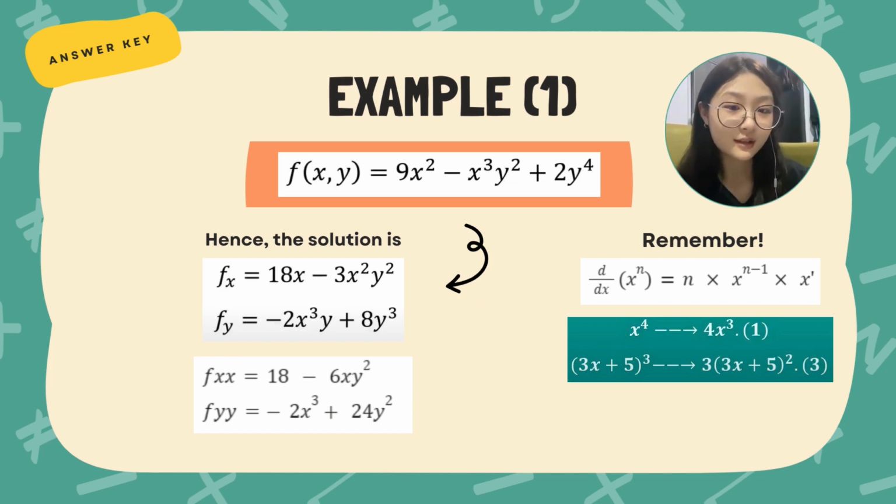And if you want to find the second derivative, or fxx, you just need to find the derivative again from the fx that we found before. So here the 18x becomes 18, minus 6xy squared, because the x squared, the 2 comes down, becomes 6, and the x becomes 1 because 2 minus 1. And the same goes for fyy as well.